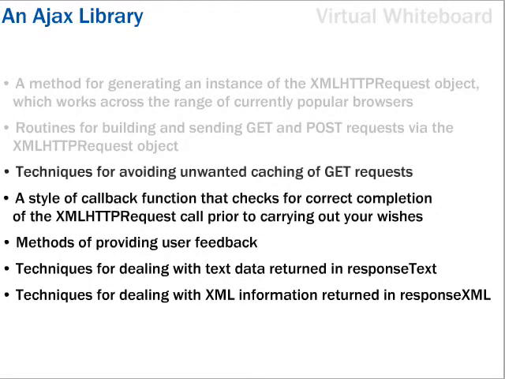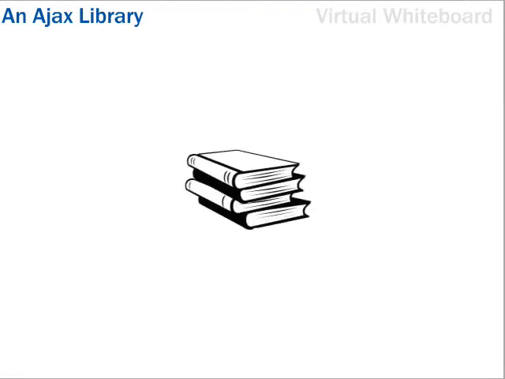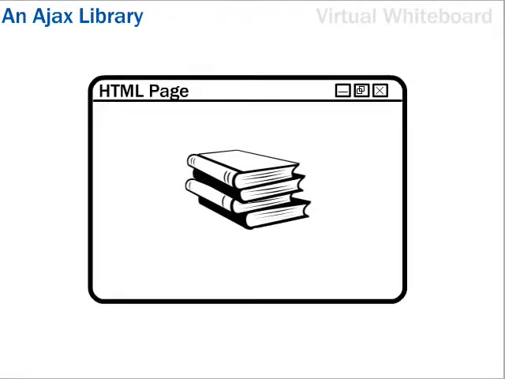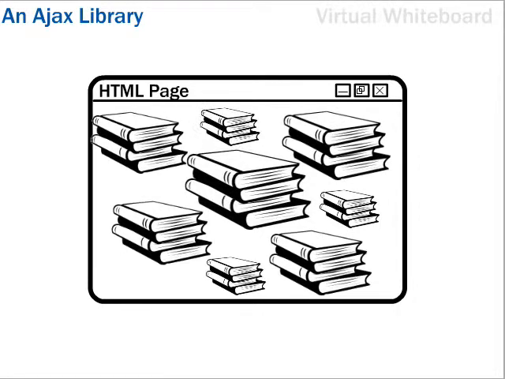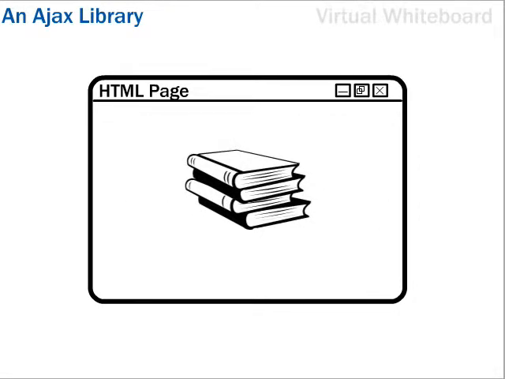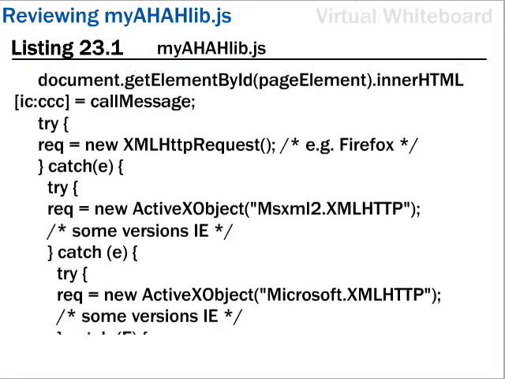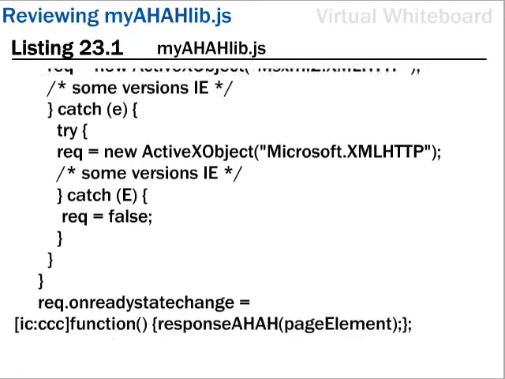In this lesson, we will build a more fully featured library that allows Ajax facilities to be added simply to an HTML page with minimal additional code. Our Ajax library will not be overly complex or comprehensive, however, it will be complete enough to use in the construction of functional Ajax applications. This list shows the code of myahalib.js.